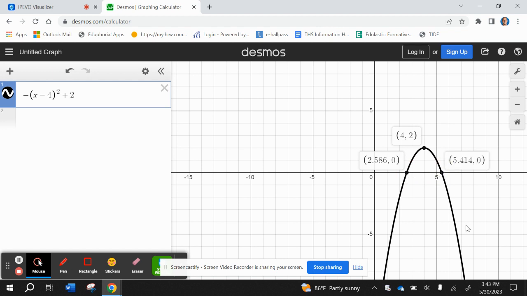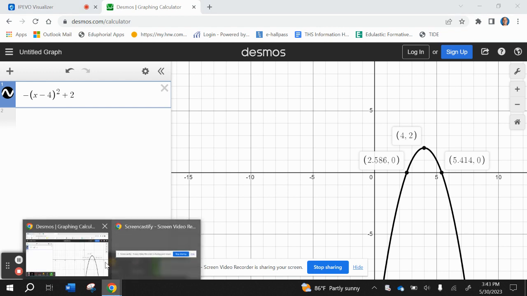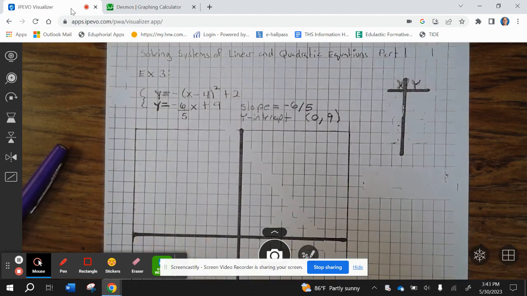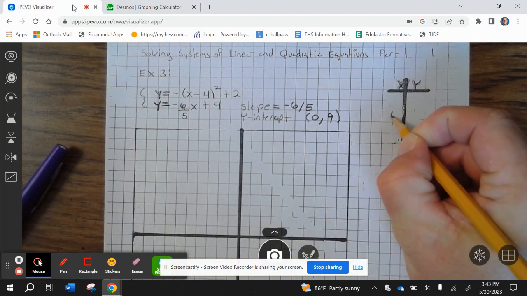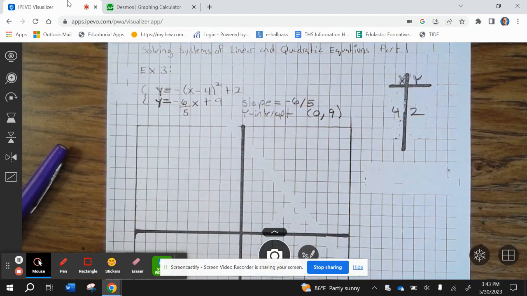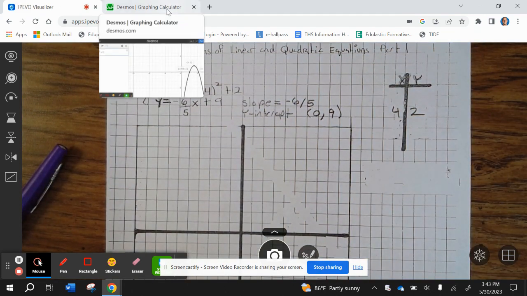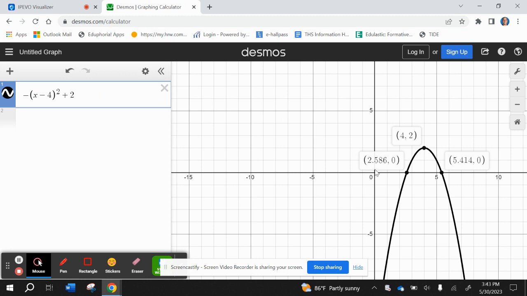All right, so we're just going to have to approximate our points. Then I guess just use those. So we for sure have, oh, forgot it, 4, 2. So 4, 2, okay. And then we have, let's round that to 2.6, 0, and 5.4, comma 0.